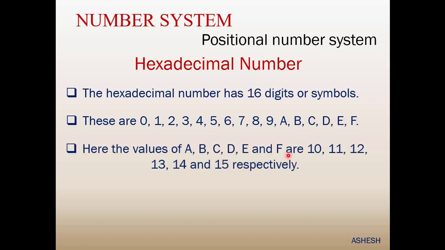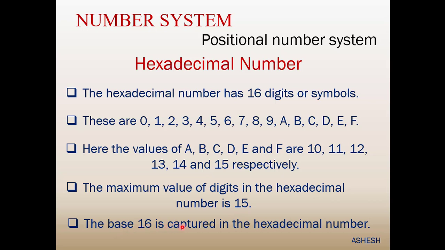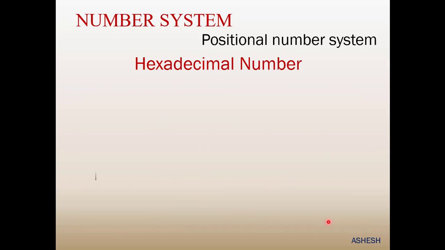The value of A is 10, the value of B is 11, the value of C is 12, the value of D is 13, the value of E is 14, and the value of F is 15. The maximum value of a digit in the hexadecimal number system is 15. The base 16 is used in hexadecimal numbers.